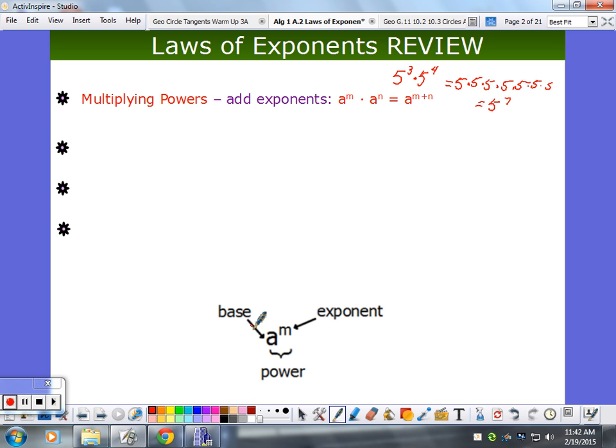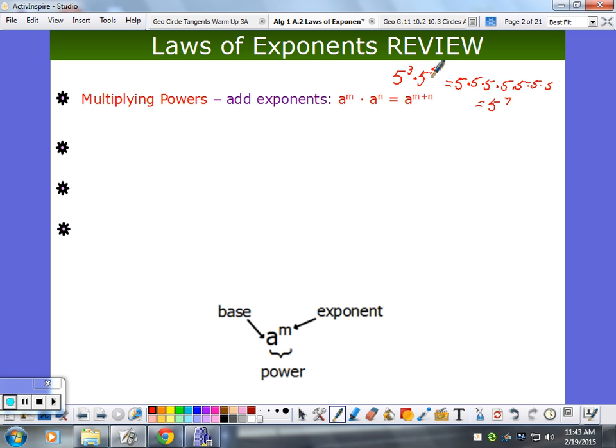And let me just review what the words mean. This whole thing is called the power, right? The big number, that's your base, the thing that you're taking factors of. The exponent is the little thing up here to the right. That means that you are taking that many factors, right? So that's a power. So when you multiply powers with the same base, add those exponents.